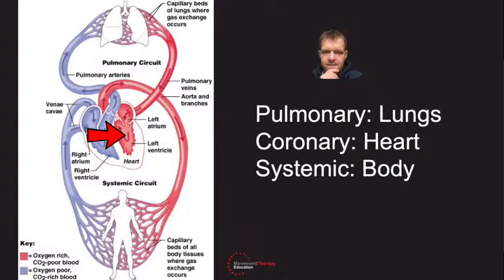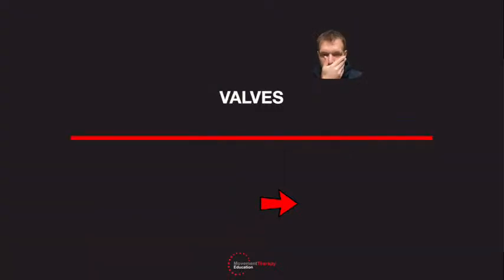We'll have a look at that in a sec. And then the systemic system is to do with the body. So we've got pulmonary, to do with the connection between the heart and the lungs, coronary, the heart itself, and then systemic for the rest of the body. Those are the terms we use for those particular areas.